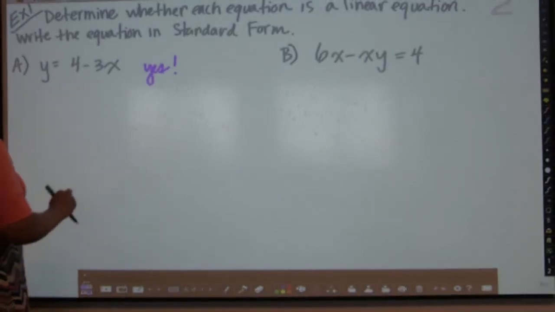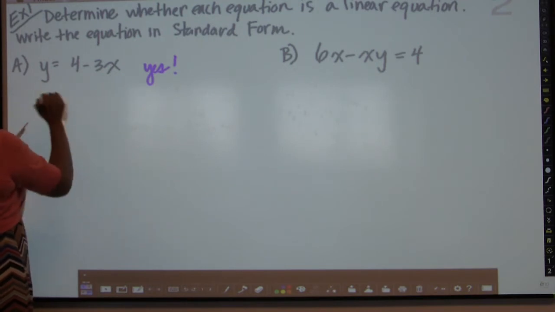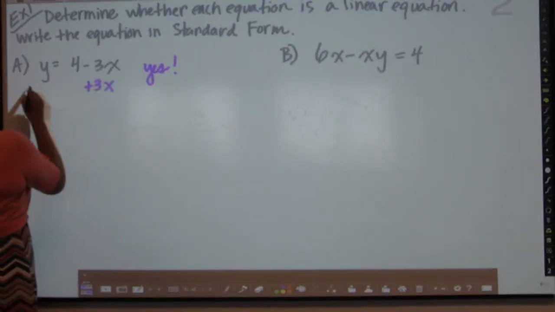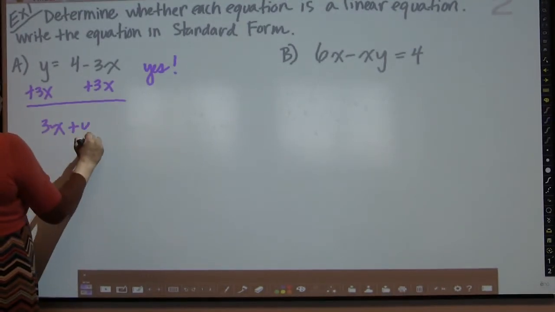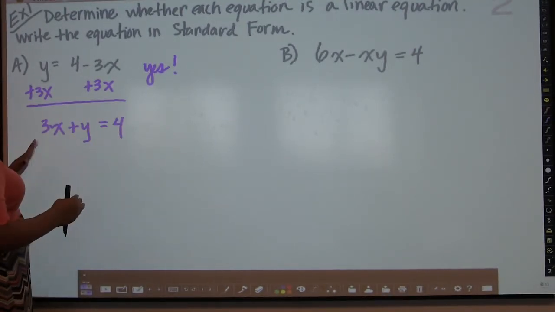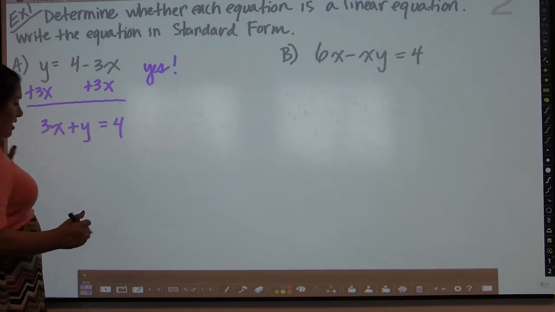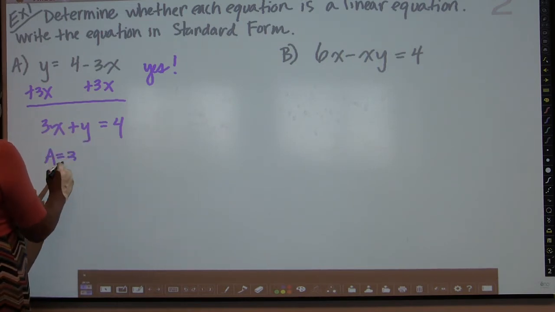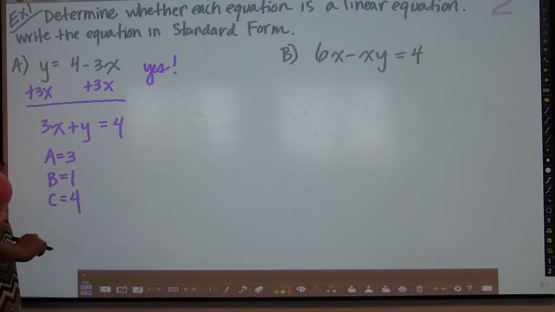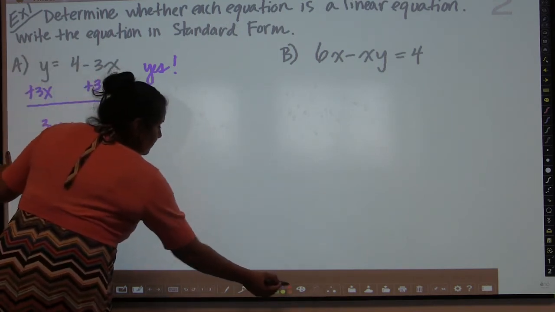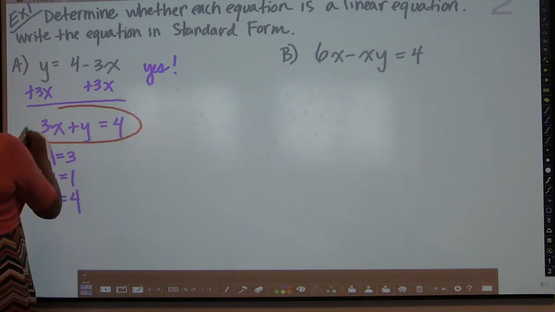In order for it to be in standard form, the x's and the y's should be on the same side. So we want to add the 3x to the other side, and then we're going to get 3x plus y equals 4. And now we have it in ax plus by equals c. Specifically, we know that a equals 3, b equals 1, and c equals 4. So a again is greater than 0. A and b are not both 0. And a, b, and c have no common factors, so this is now in standard form. So our solution is right here, standard form.